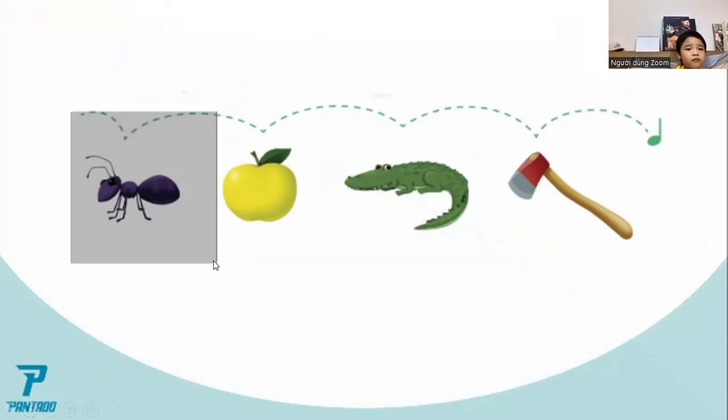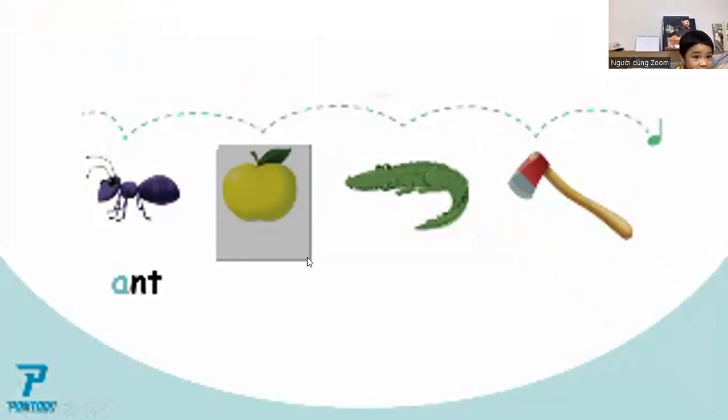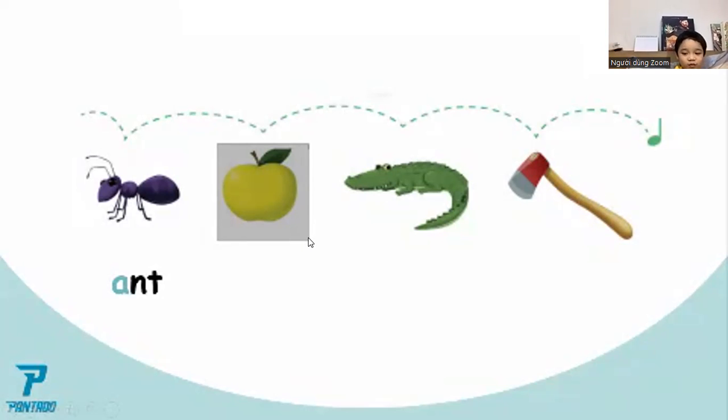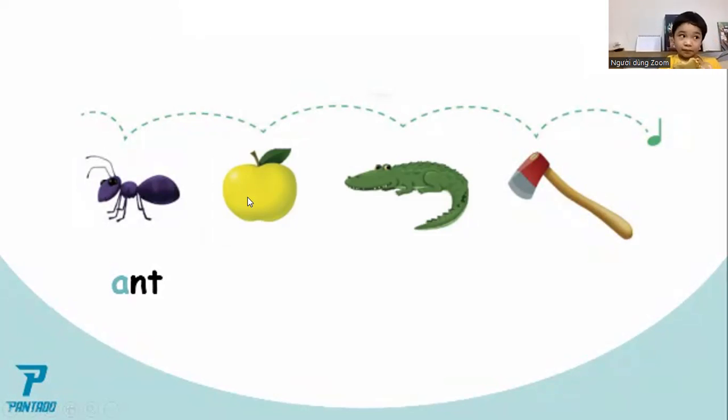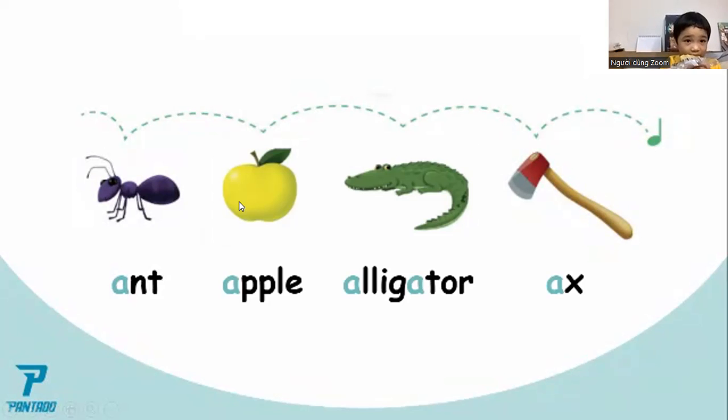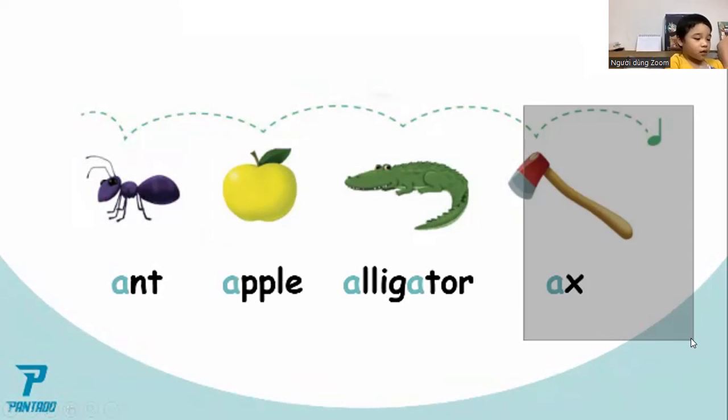What is this? You say ant. Ant. Yes, ant. Okay, what about this one? It is? Yes, it's apple. You say it is? Apple. It is? Apple. Yes, it is an apple. What about this one? Alligator. Okay, you say it is an alligator. It is an alligator. Very good. What about this one? You say it is an axe. It is an axe. Great job.